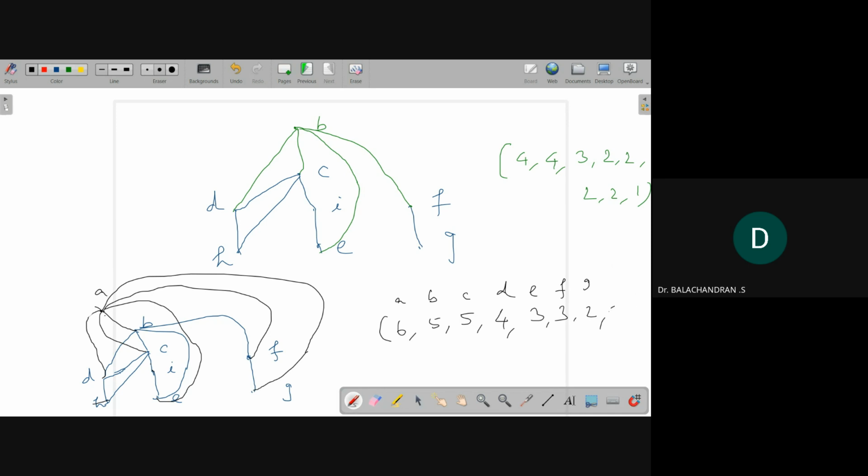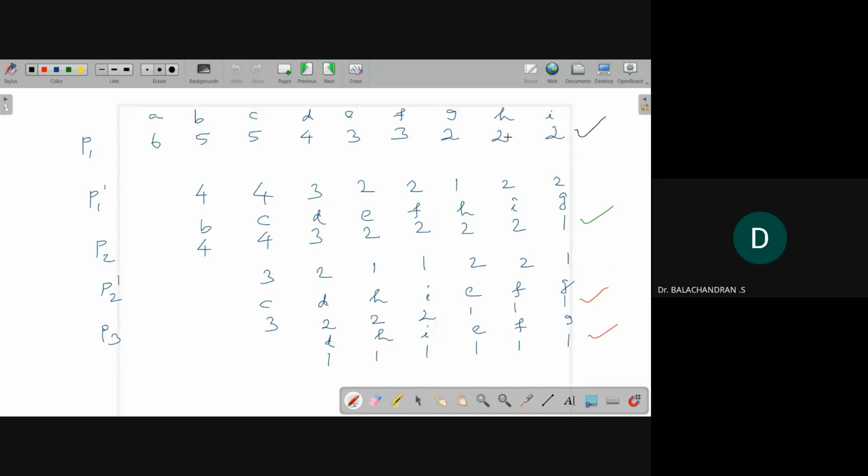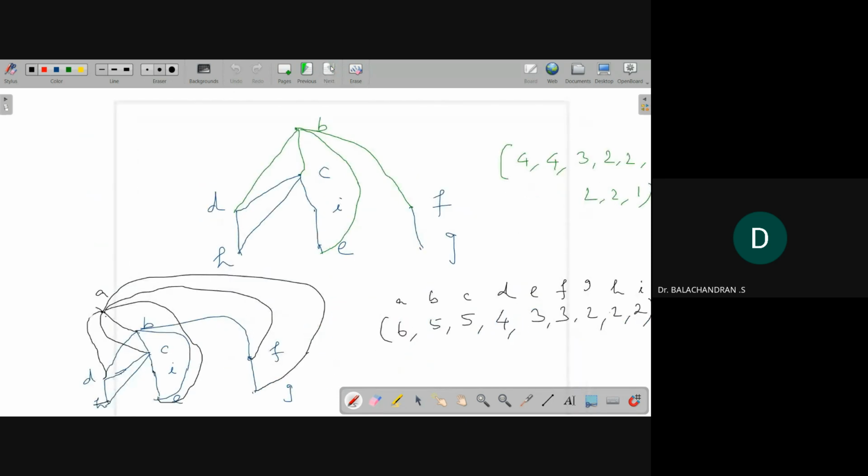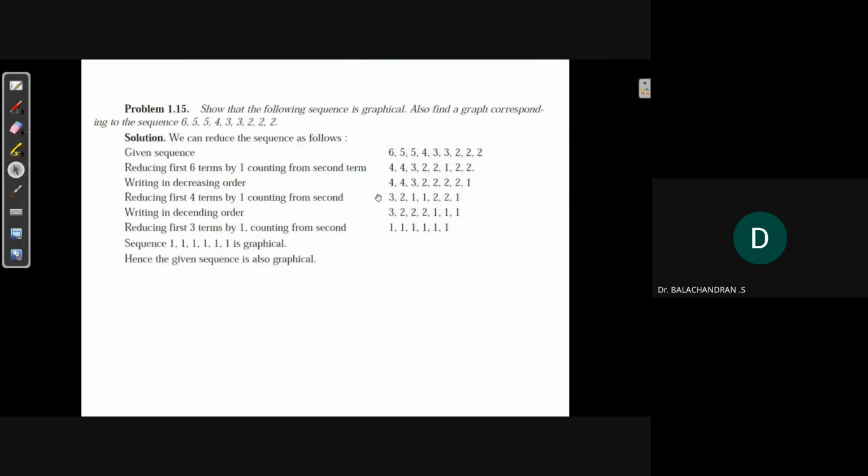Here I put 2, here H, and then put 2, here what? I. So now this is the required graph for this degree sequence. But you can easily draw. Okay, so this problem is over.